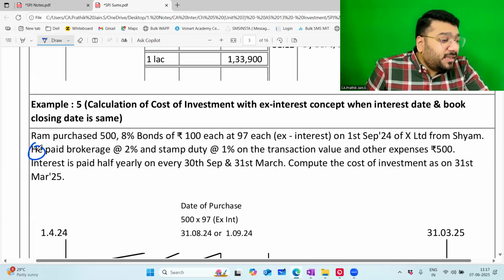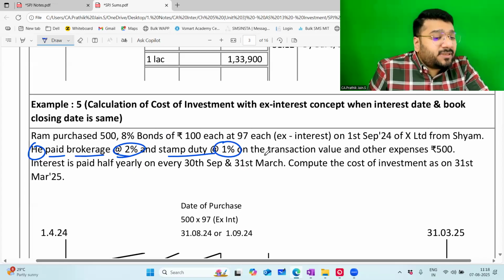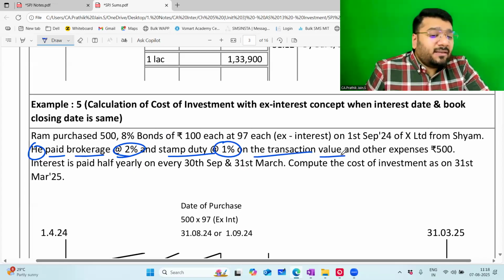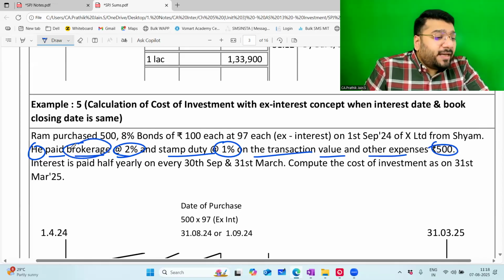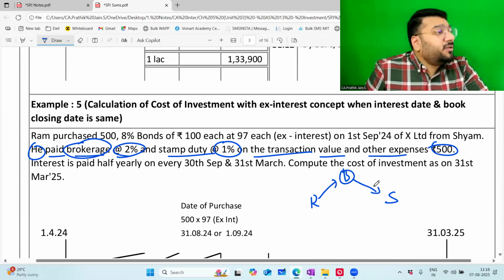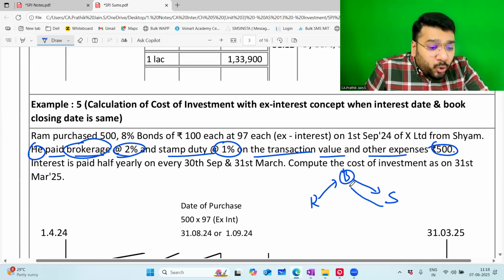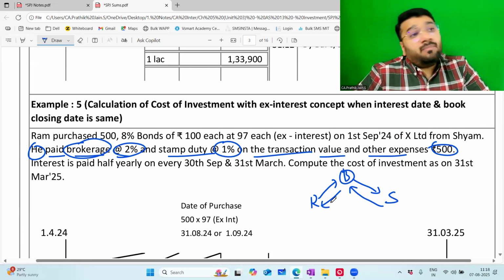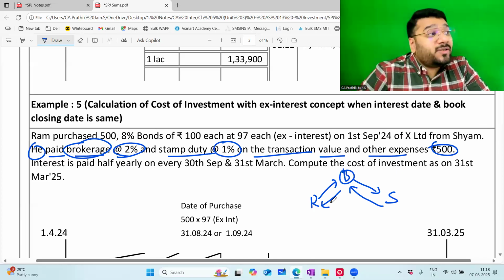Second line says what? Ram paid brokerage at 2% and stamp duty at 1% on the transaction value, and other expenses 500. Brokerage: Ram and Sham are buying from each other, but not directly. There is one broker. Ram is approaching the broker and the broker is approaching Sham. So Sham, through the broker, is selling it to Ram. Ram is buying through the broker from Sham. Of which company? Bonds and debentures?